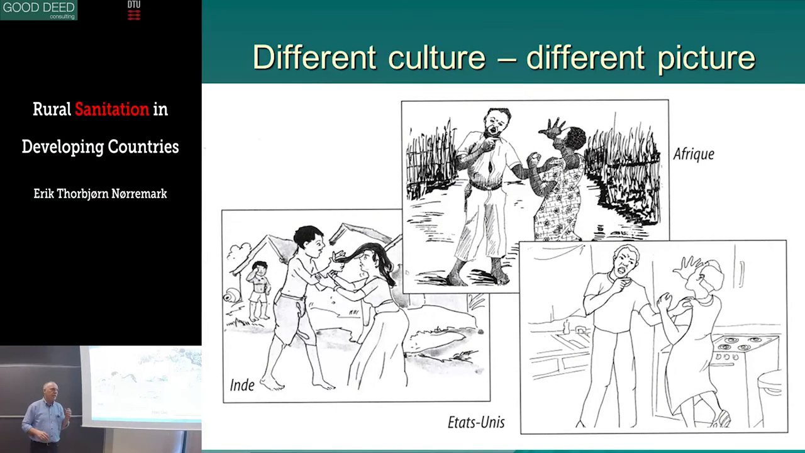Here we have examples of different cultures and different pictures. This is a picture that should animate talk about domestic violence, but depending on whether you are in Africa or in India or in the United States, you'll have different backgrounds, different people. The same situation in all pictures, but you cannot interchange. You have to get the right picture. And even for Africa, if you go to West Africa or East Africa, you might need to change the picture because people are dressing differently and the houses are different.